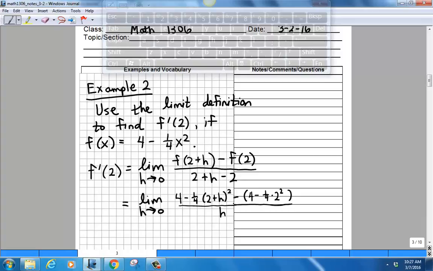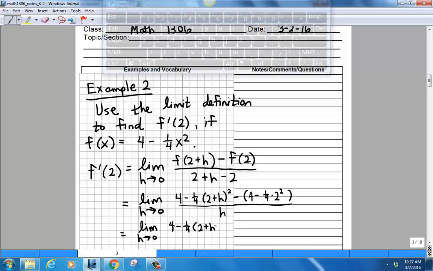So we've got this big expression in the numerator now that we have to simplify. So we just have to grit our teeth, and we have to do it. But now we've practiced simplifying expressions like this several times, so don't get panicked, all right? You can do it. So I have 4 minus 1/4 times, and what's 2 plus h squared?